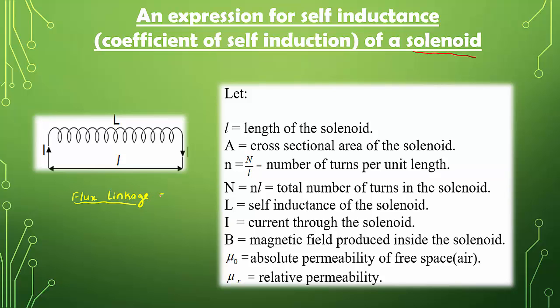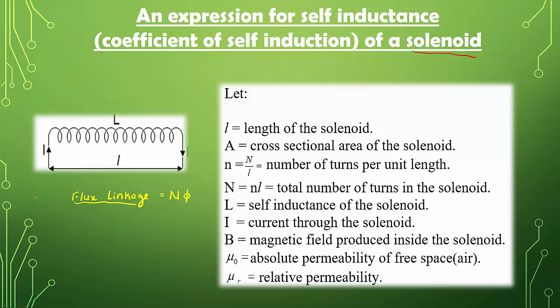Generally, flux linkage is equal to N phi. N is number of turns of the coil, phi is magnetic flux linked with the coil. So flux linkage is equal to N phi, and this gives the product of number of turns of the coil and magnetic flux linked with the coil. Right? Now you can observe this diagram.